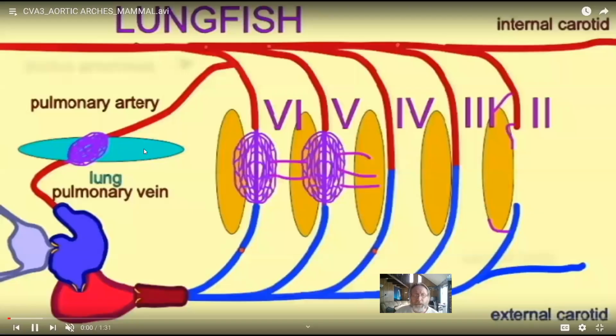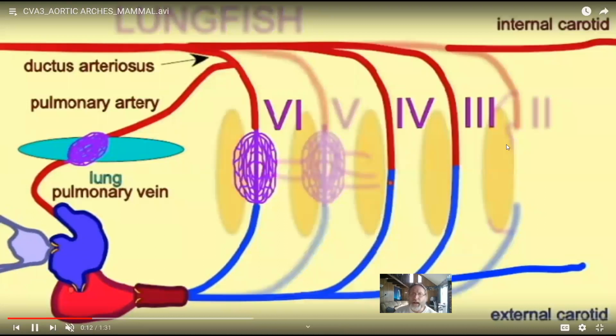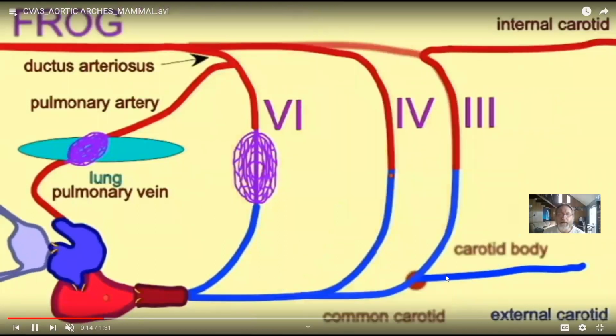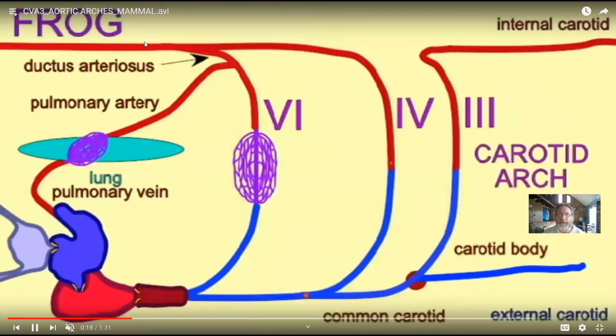And once again, as we look at this ancestral pattern, which we develop as embryos, we modify these aortic arches, and so we're only keeping the third arch. This is the carotid arch. We keep the fourth arch. This becomes the systemic arch. And then we keep the sixth arch, which becomes the pulmonary arch.